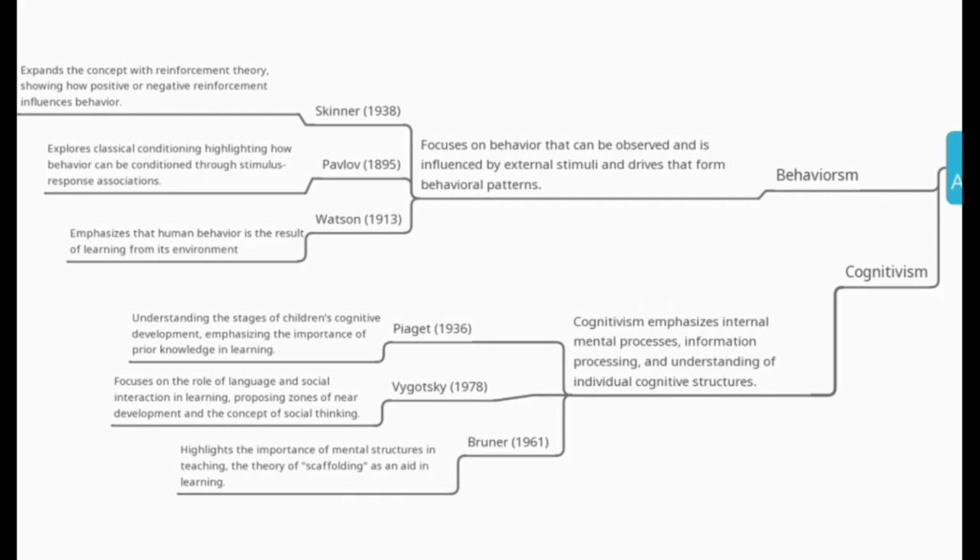The second one is cognitivism. Cognitivism emphasizes internal mental processes, information processing, and understanding of individual cognitive structures. The famous figures from cognitivism are Piaget, Vygotsky, and Bruner.